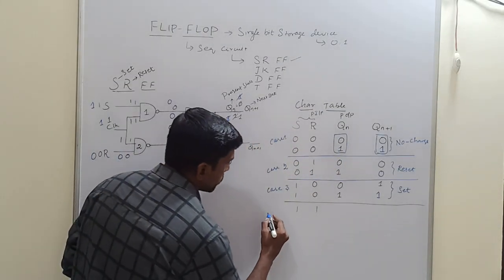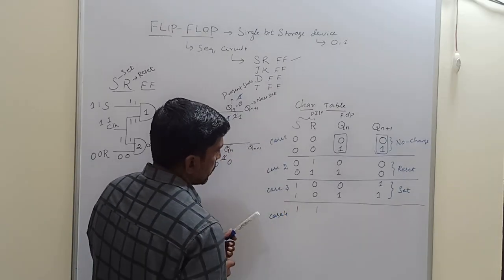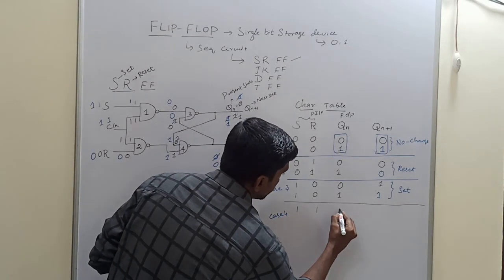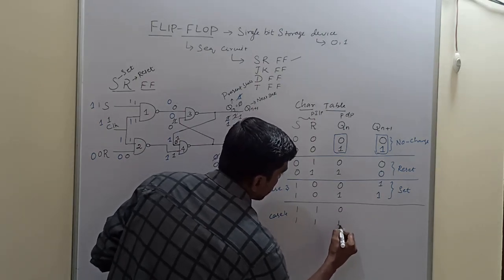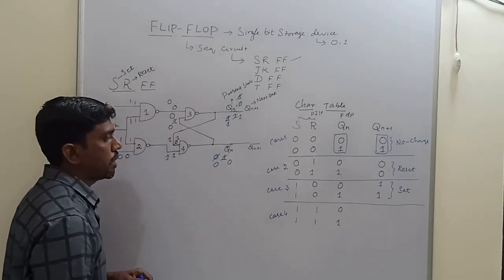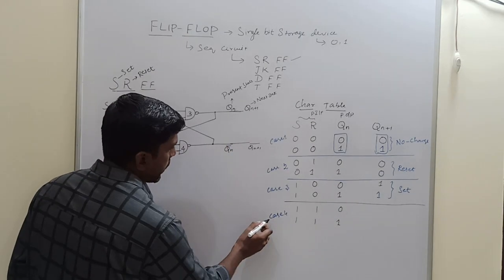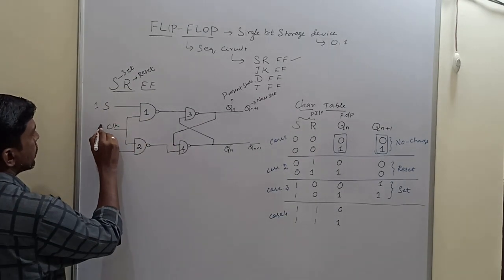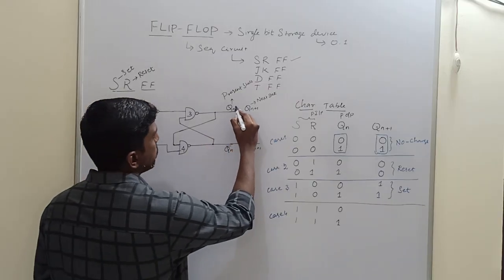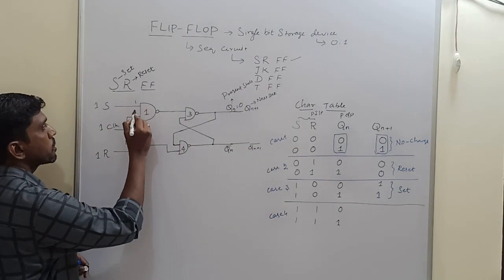Then case 4. Let me assume Qn value is 0. The same input 1, 1. Qn value is 1. So now we find the next state. So now case 4. S value is 1. R value is 1. Clock is 1. Qn value 0. So first NAND gate input is 1, 1.